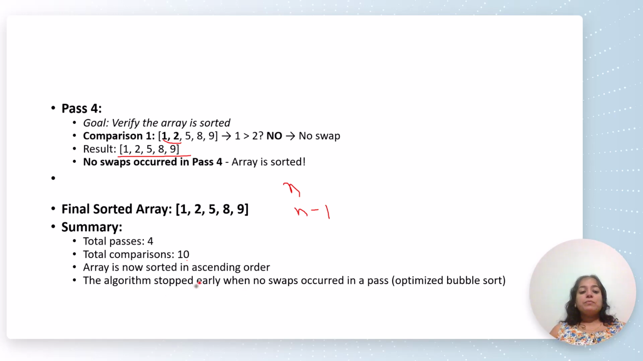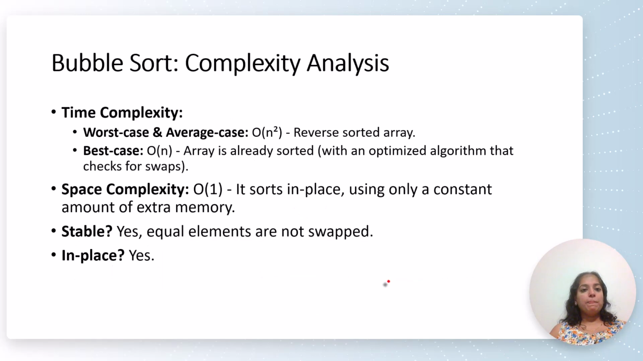And we stopped the algorithm early because when no swapping is taking place, that means the array is sorted and we stop it. This is called the optimized sorting algorithm.